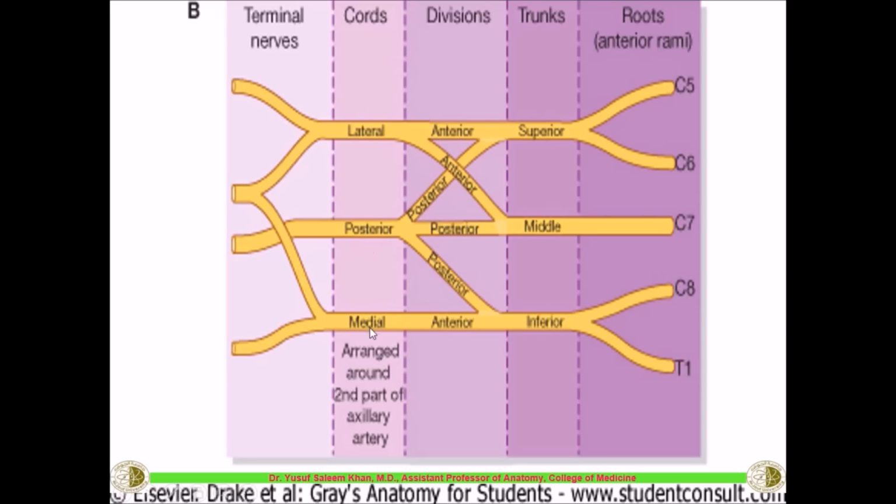Why are they called lateral, posterior, medial? Because they are in relation to the second part of the axillary artery. If you imagine, there will be an artery here. This is called the axillary artery. Lateral means away from the body, so that will be called the lateral cord. Towards the center of the body, that will be called medial. So it is medial to the artery, and this will be posterior to the artery.